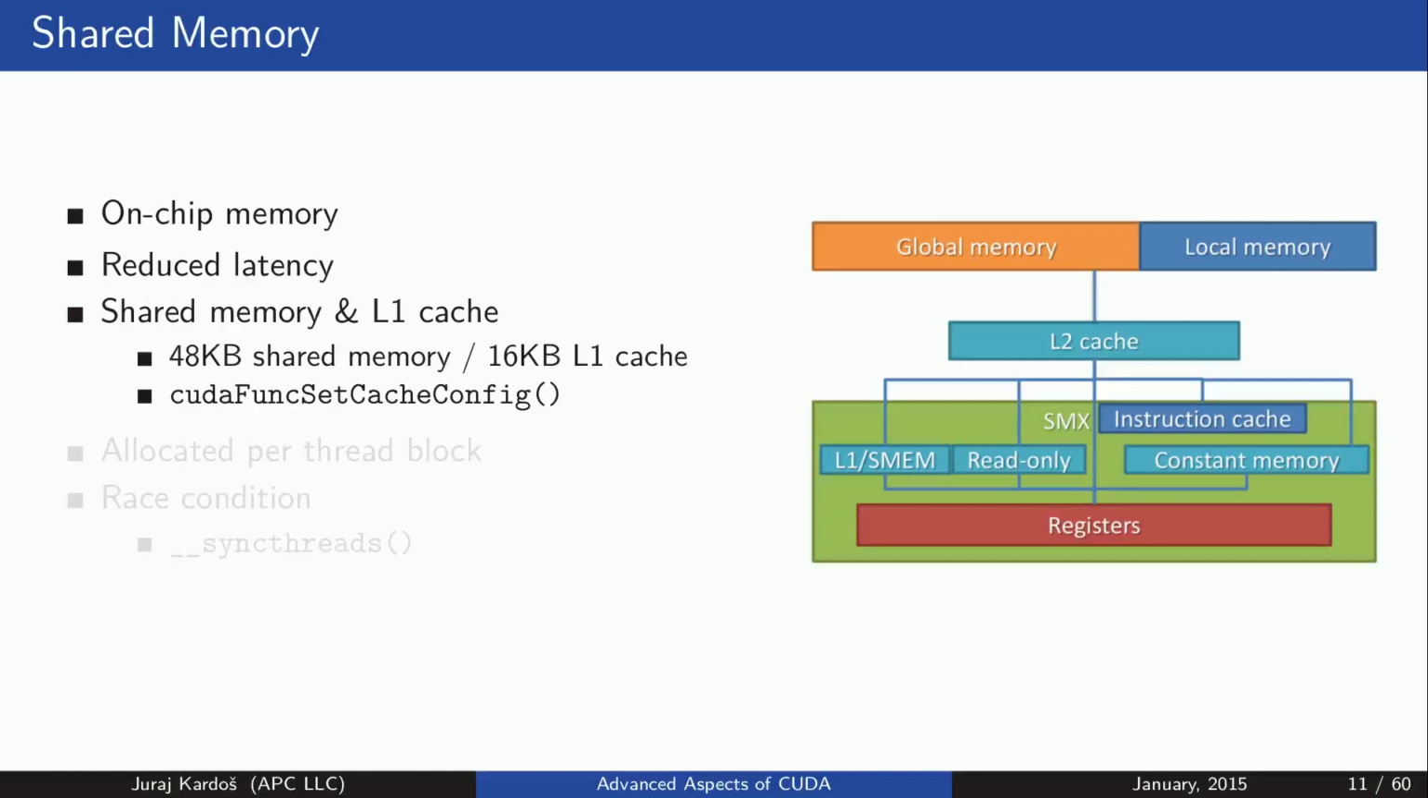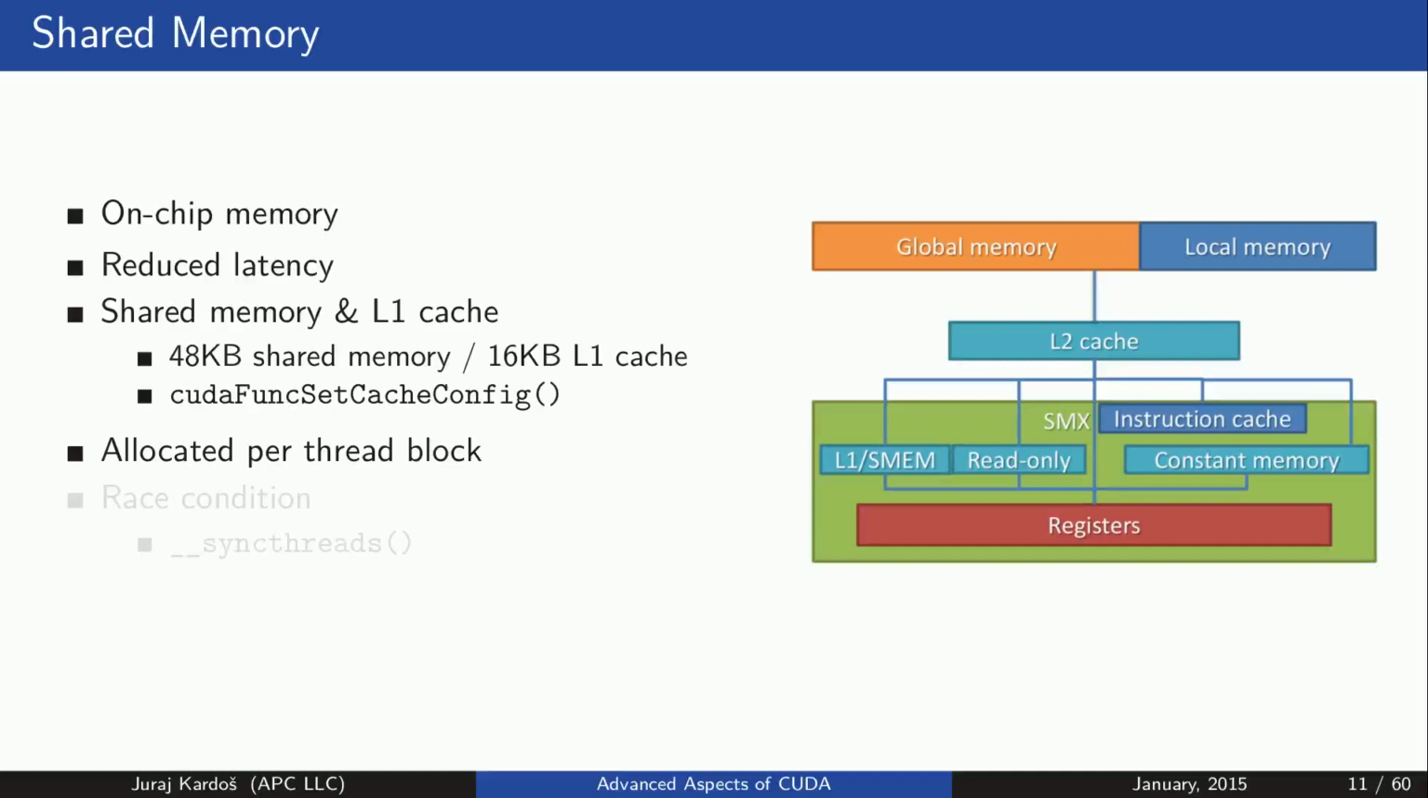Devices of compute capability 3 and later allow a third setting of equal distribution of 32 kilobytes of shared memory and 32 kilobytes of L1 cache. By default, the 48 kilobyte shared memory setting is used. This can be configured during runtime using an API function. As we have seen in the Maxwell architecture, shared memory is separated from L1 cache, providing a dedicated 64 kilobytes of shared memory in each streaming multiprocessor.